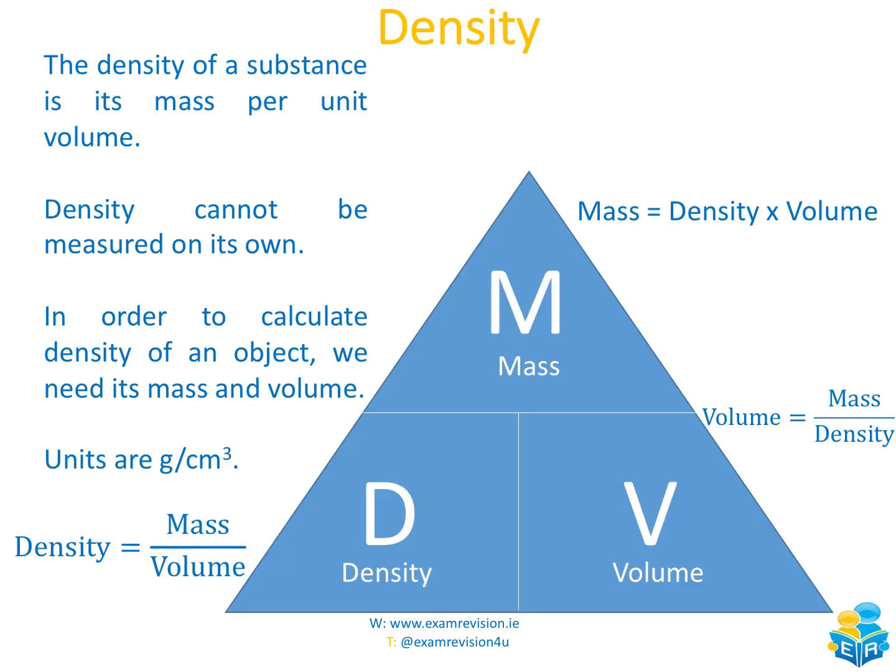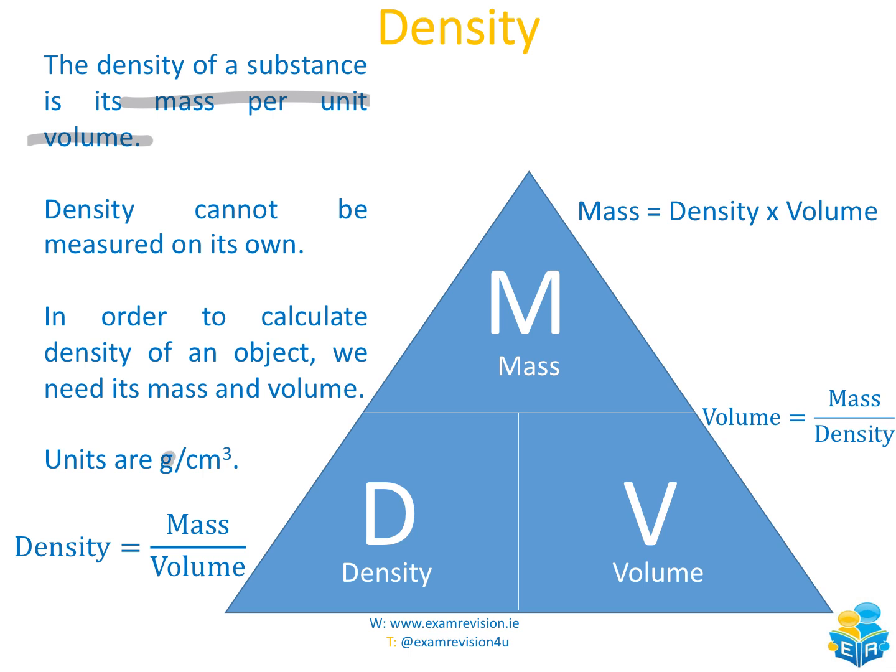Something that we can actually calculate now, using the volume which we just calculated and combining it with the mass which we looked at earlier on, is the density. So the density of a substance is its mass per unit volume. To calculate the density of an object, we need its mass and we need its volume. Density cannot be measured on its own. So we need those other two quantities, mass and volume, in order to be able to calculate density.